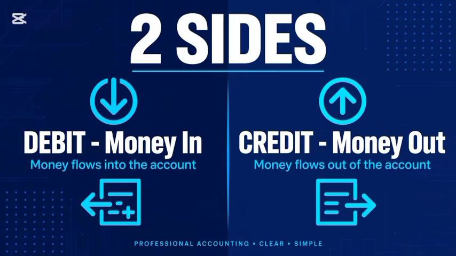Slide 3, two sides of the cash book. The cash book has 2 sides. 1. Debit side. This is for receipts, money coming in. Example, cash sales, money banked, debtors paying. 2. Credit side. This is for payments, money going out. Example, rent, salaries, buying stock.